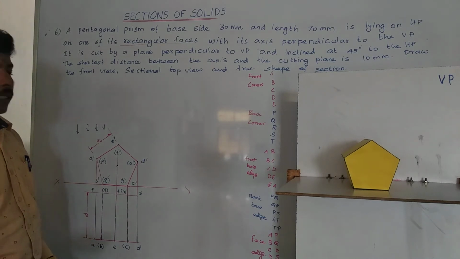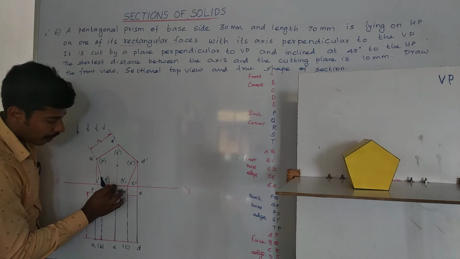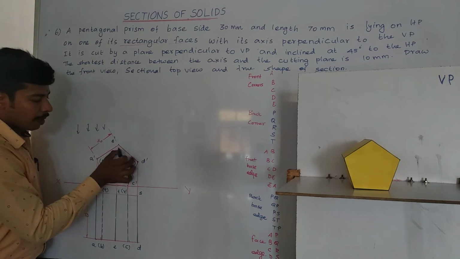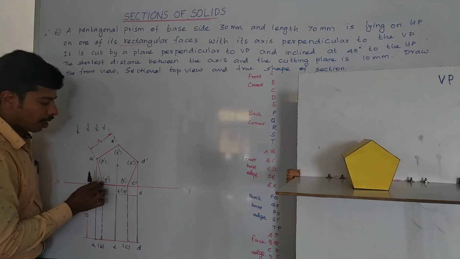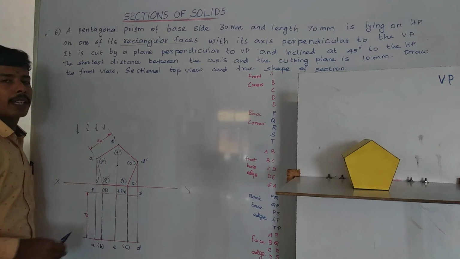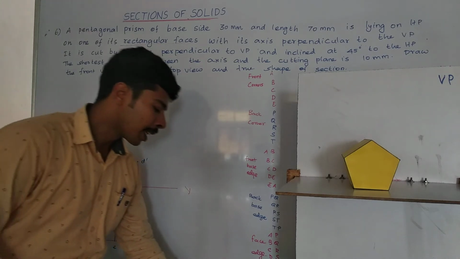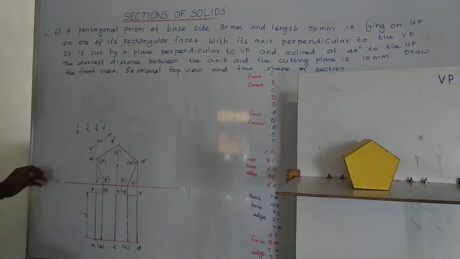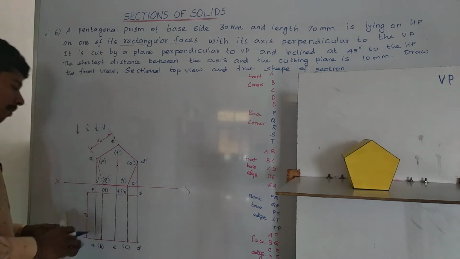So how to find the axis of the pentagon? Here, draw the middle point. Here, draw the middle point to the opposite corner with a line. So we meet at a point. This is the center point of the pentagon. Then we draw the top view and front view.